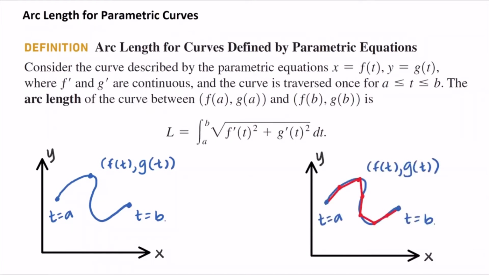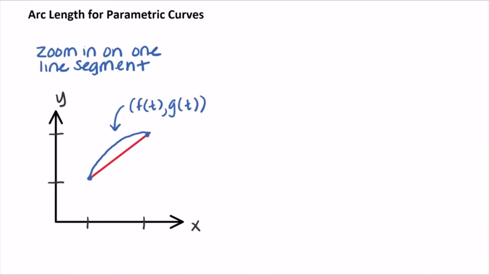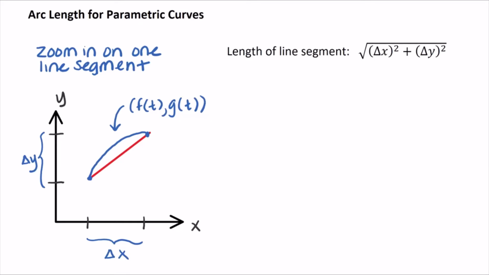We can approximate the length of the curve by first dividing the curve into n line segments. Next, zooming in on one of the line segments, where the difference of the x-coordinates of the endpoints is represented by delta x, and the difference of the y-coordinates of the endpoints is represented by delta y, we can determine the length of one line segment by using the distance formula.